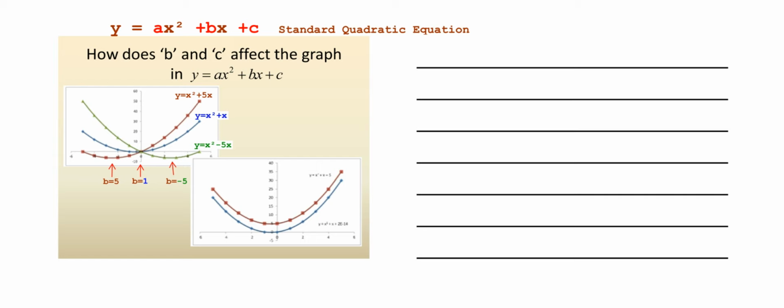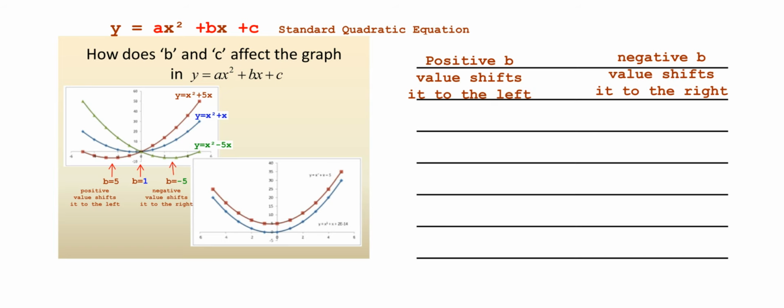So notice where our vertex is. If you have a positive b value, it's shifted to the left. Positive b values shift to the left. Negative b values shift to the right. So opposite of what you probably thought, right? With positives, you thought it was going to go to the right, but no, it goes to the left. Negative values shift your graph to the right.